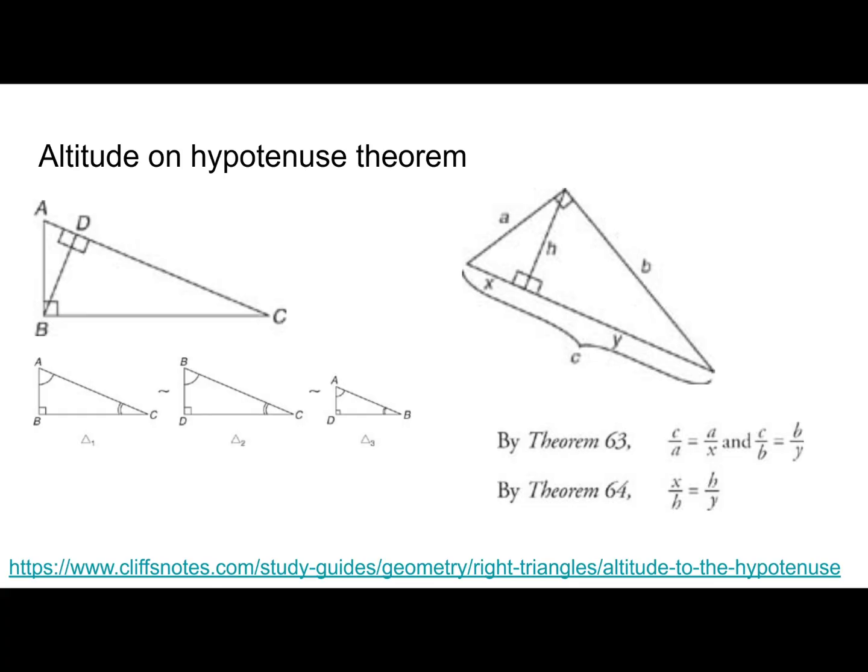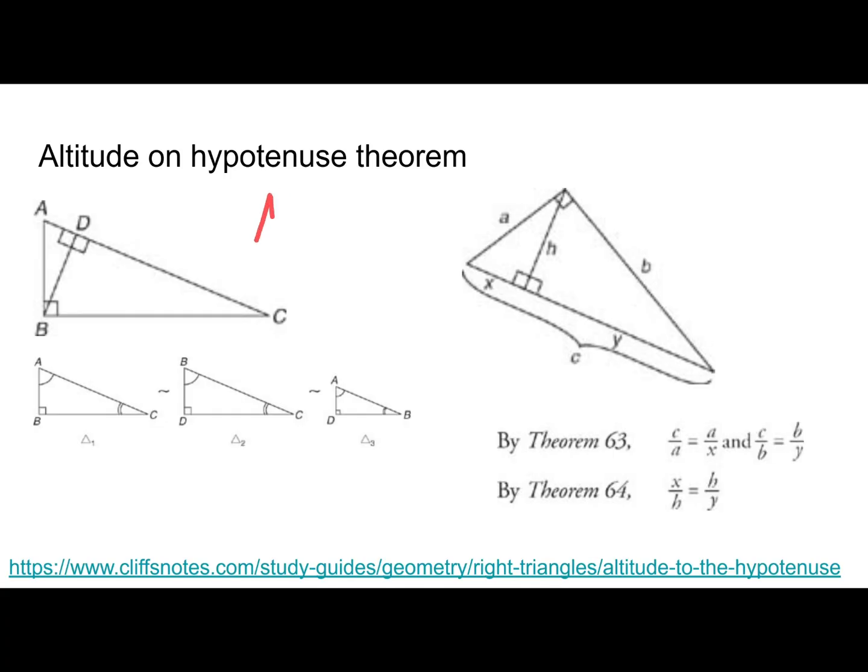I'm going to start with the altitude-on-hypotenuse theorem. Just as a review, the altitude is anything where you take a line to the top of a triangle so that it makes two right angles at the bottom. And so when you look at this picture here, this is a hypotenuse, and here's your altitude on hypotenuse. And I gotta say, there's not a lot of things in math that I actively dislike, but this is one of them. I don't like this one that much.